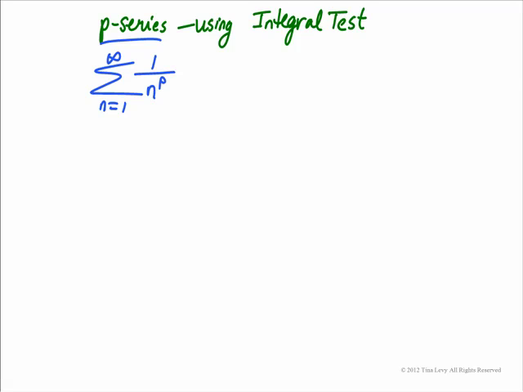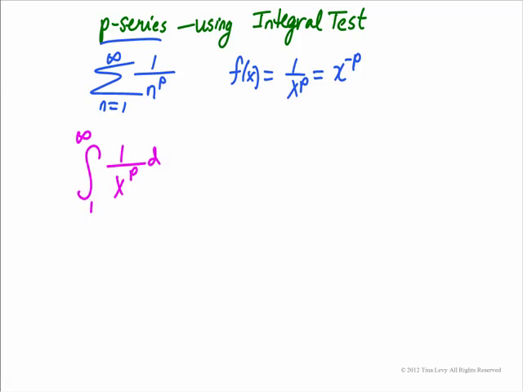So in this case, p is going to be some number. Clearly this is a perfect setup because we can say f of x is 1 over x to the p, which is x to the negative p power. So I'll be able to use the integral test to do this particular series, and it's going to tell us for what values of p this would converge or diverge. So we set up the integral from 1 to infinity of 1 over x to the p dx, which is the integral from 1 to infinity of x to the negative p dx.